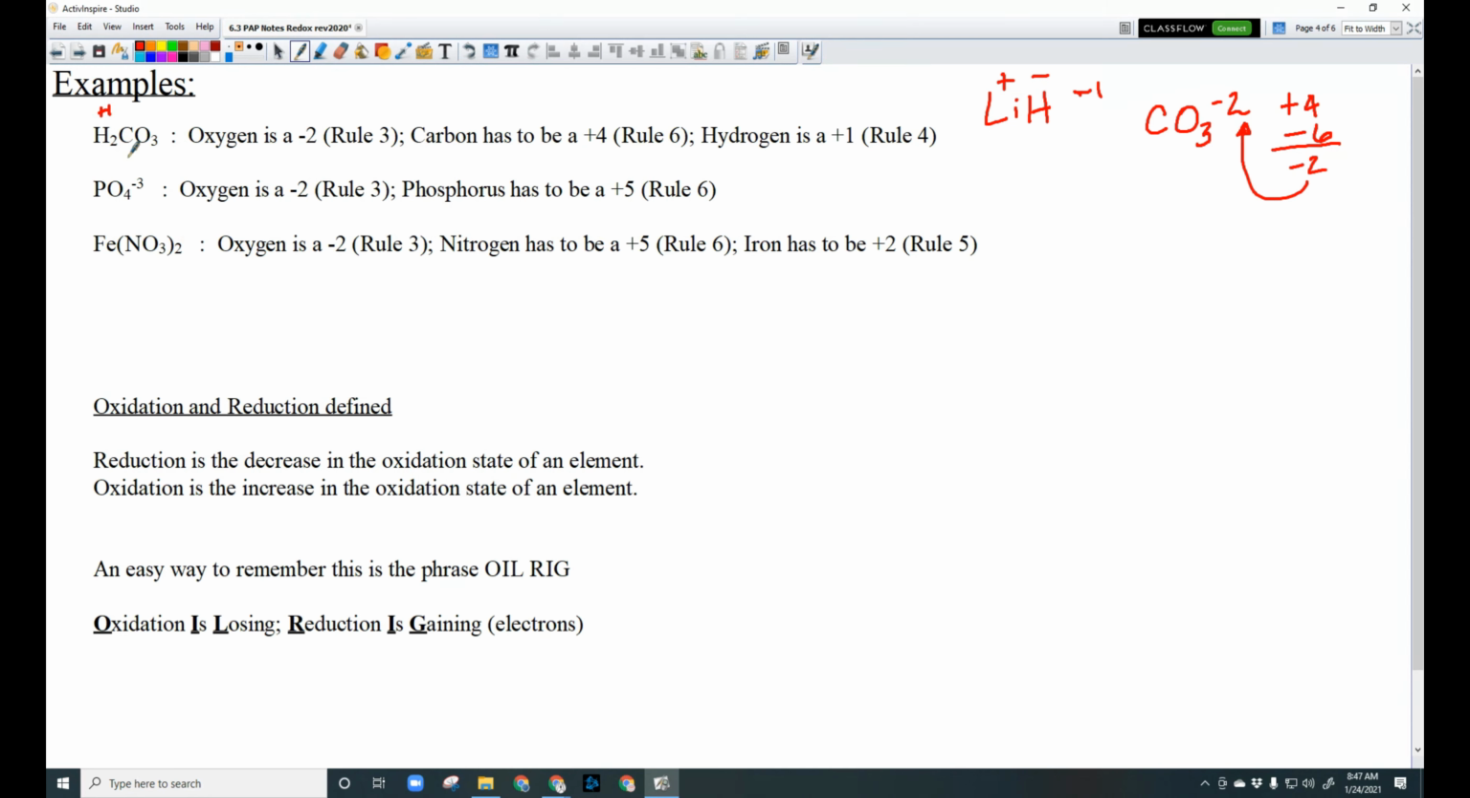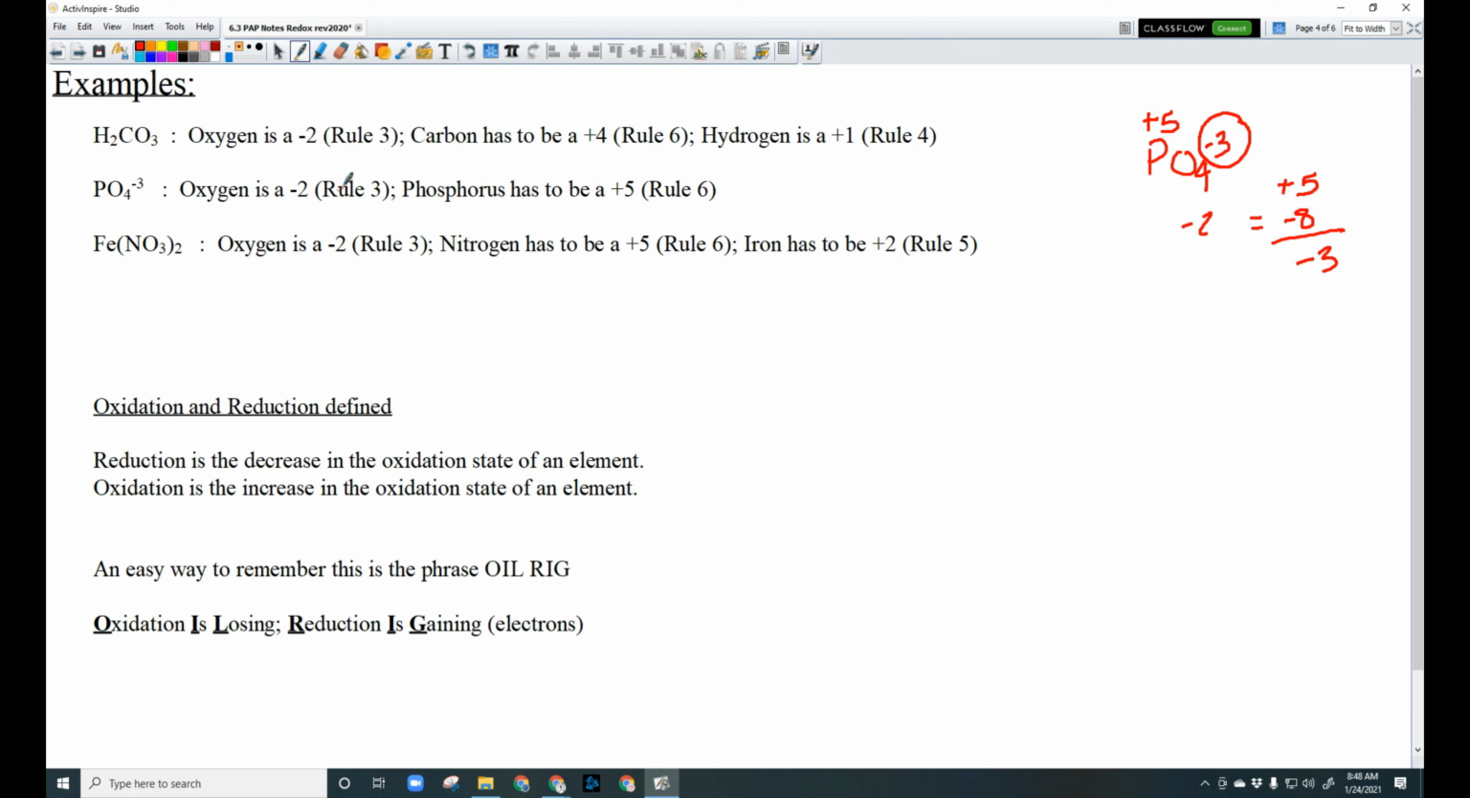Okay, if oxygen in PO4 is a -2, we have 4 of those, so that's going to equal -8. Now this whole thing has to be a -3 charge. So what can I add to a -8 to have a -3 left over? That's going to be a +5. That way it leaves a -3, so the phosphorus must be a +5.